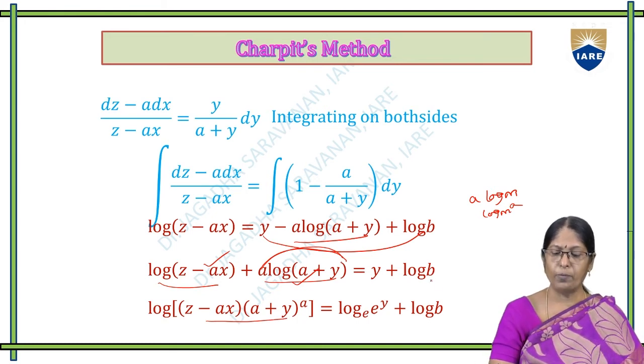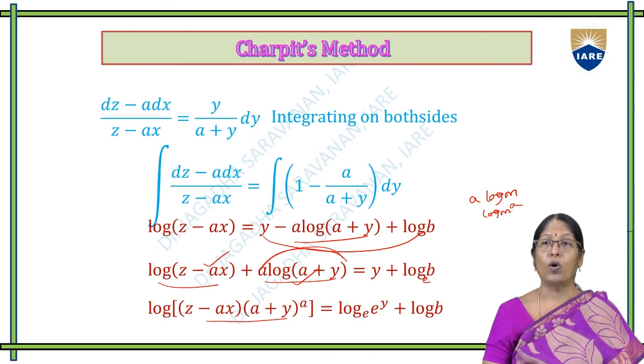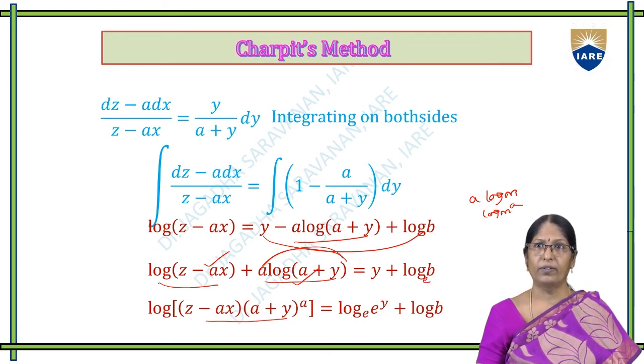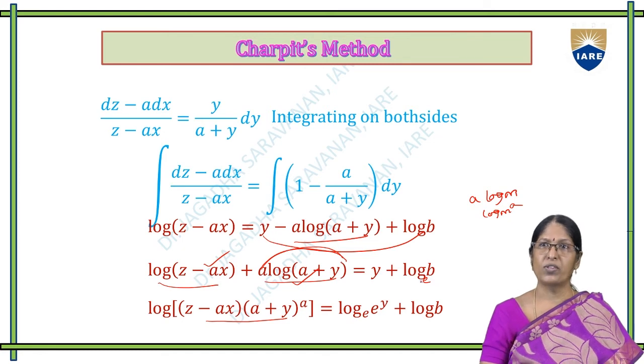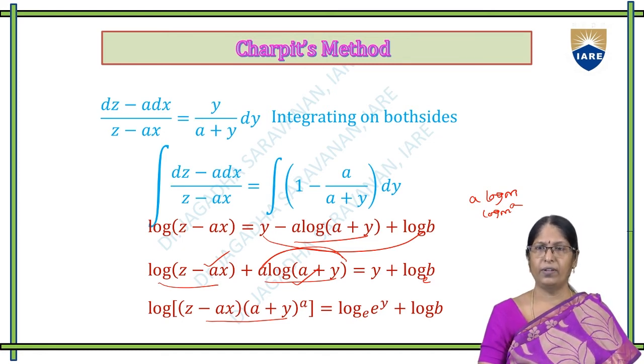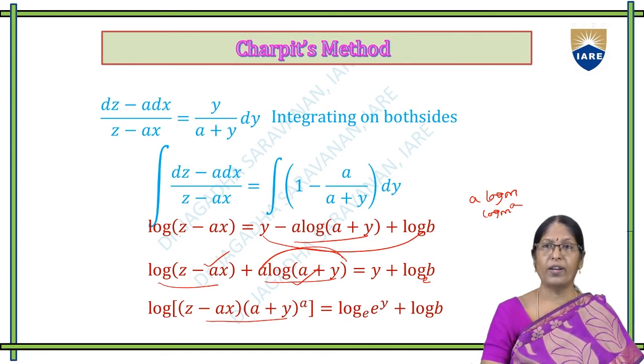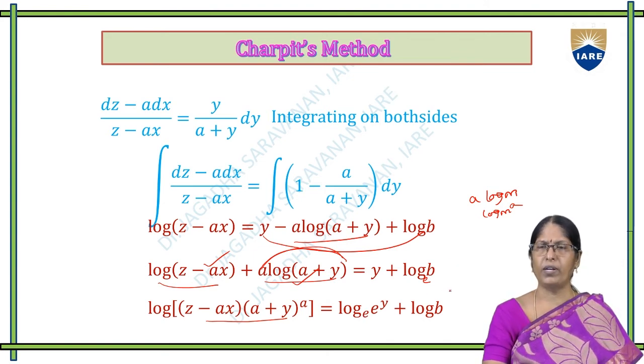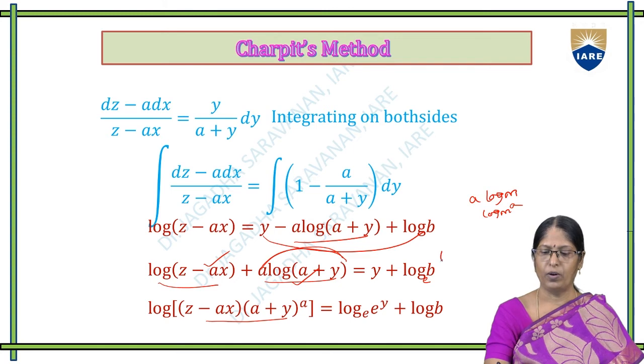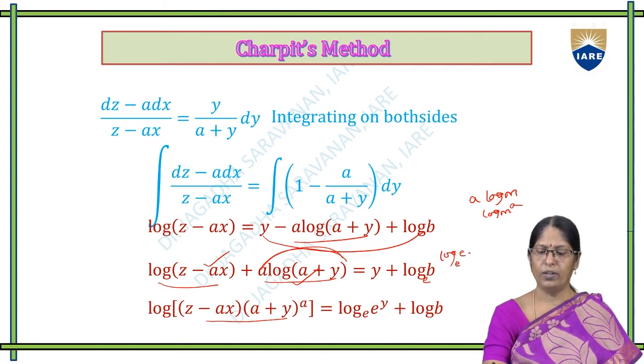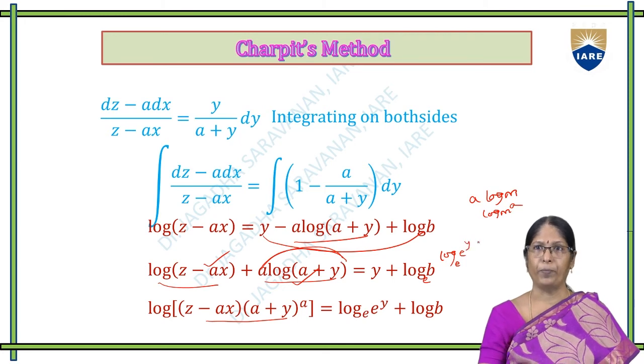This can also be written as log e to the power b, that is the constant. Anything we can add. This y can be written as log e to the base e. It's nothing but the value is 1. Log e to the base e, the value is 1. So we can write it as y.